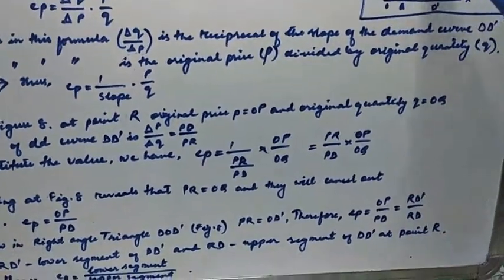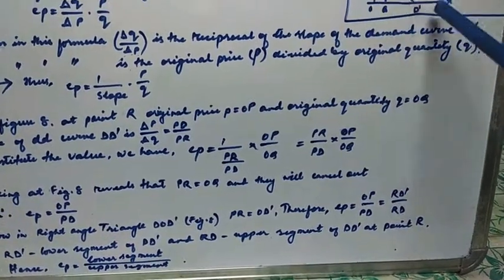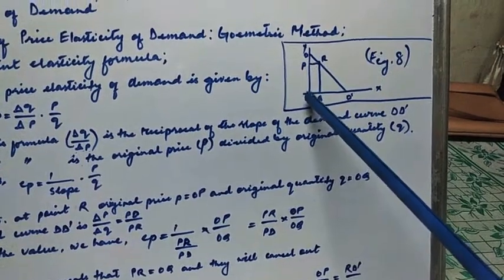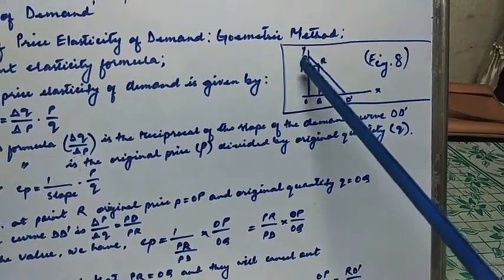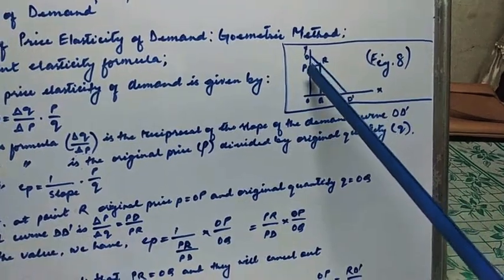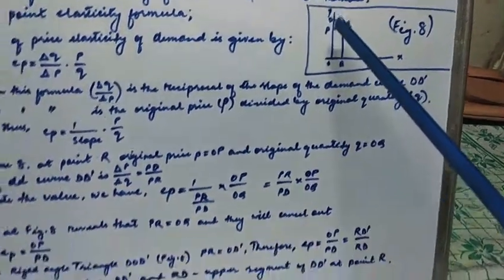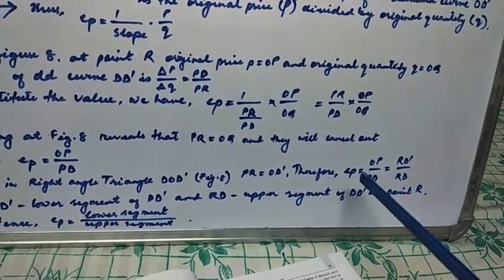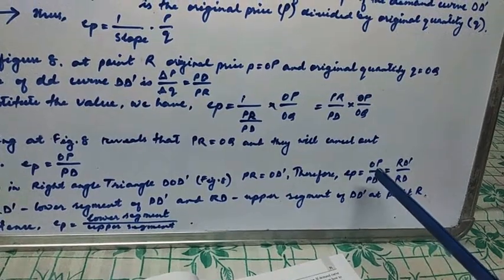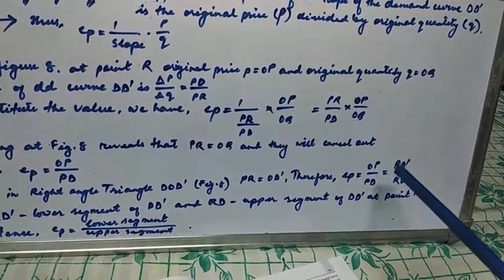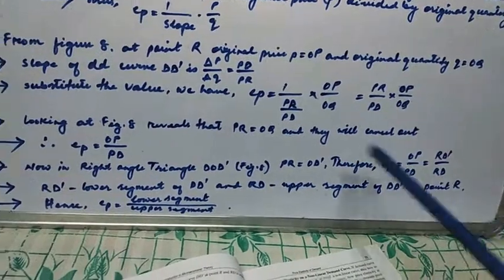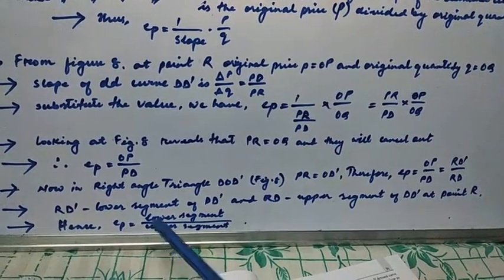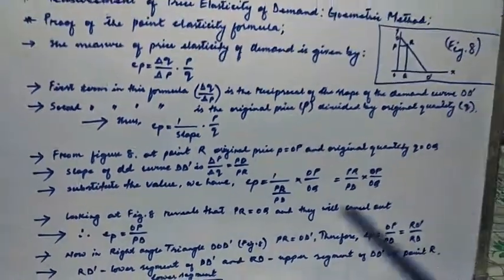Why are we drawing this conclusion? Because in a right angle triangle, when PR is parallel to OD', OP equals RD', and then PD equals RD. Because of that, we are able to get this formula. EP, from OP divided by PD, we can rewrite as RD' divided by RD. And hence we have proved the price elasticity formula, which is EP equals lower segment divided by upper segment.